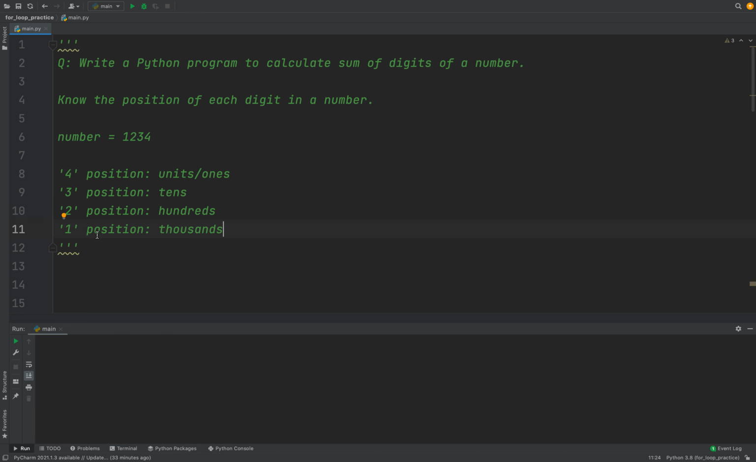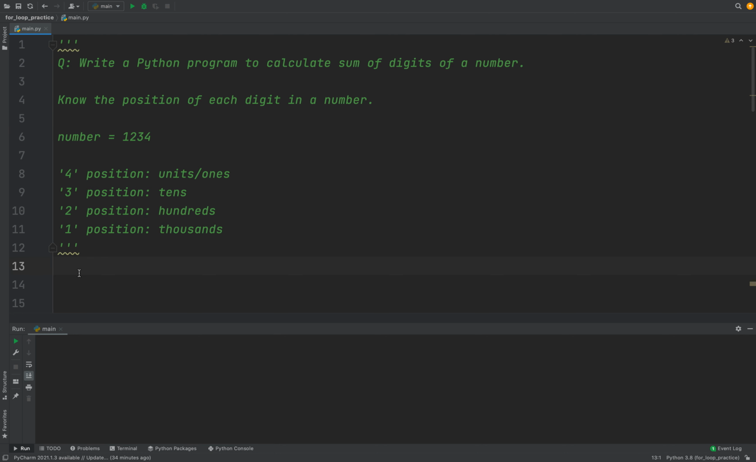So the first digit from the left is in the thousands, and then the second one, which is 2, goes to hundreds, and then 3 here is our third digit in the third position, which is tens, and finally the fourth one goes to units, or ones.